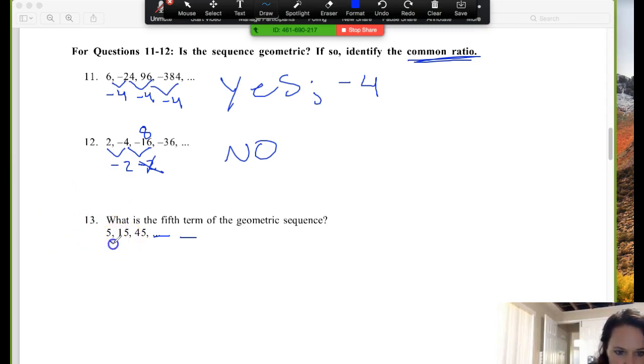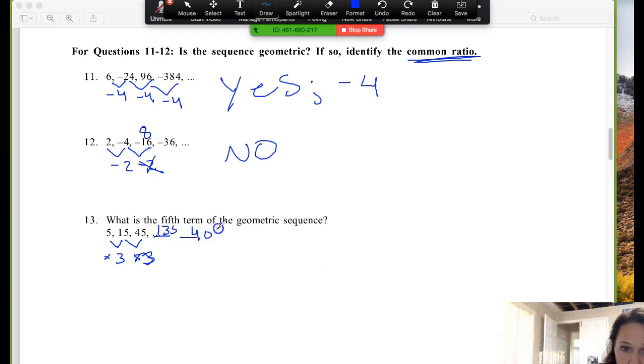So I know to get from here to here, I multiply by 3. And then to get from here to here, I'd multiply by 3 again. So instead of writing out a formula, since I only need to get to the fifth term, I'm going to go 45 times 3 and get to 135. And then I'm going to go 135 times 3 and get to 405.